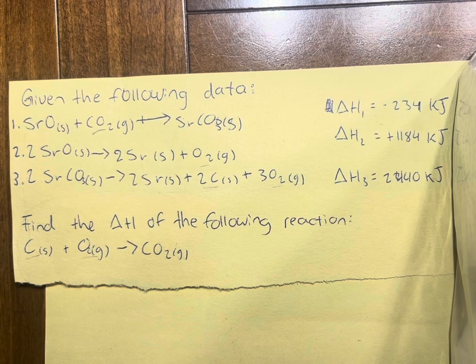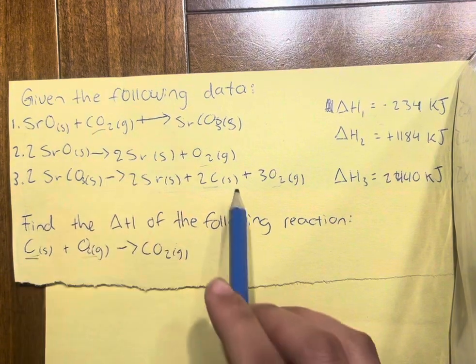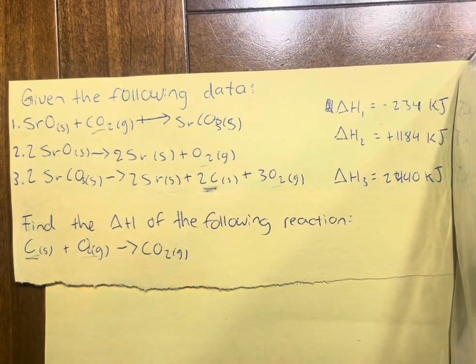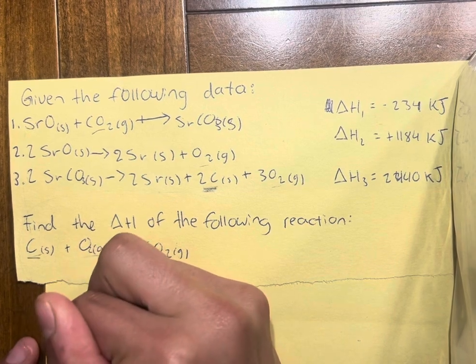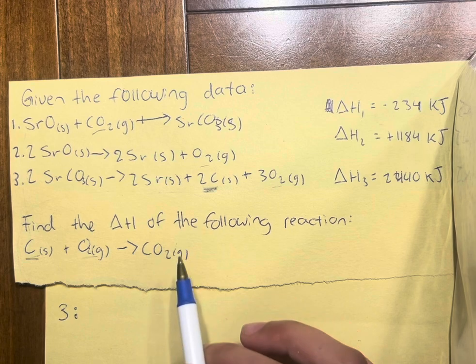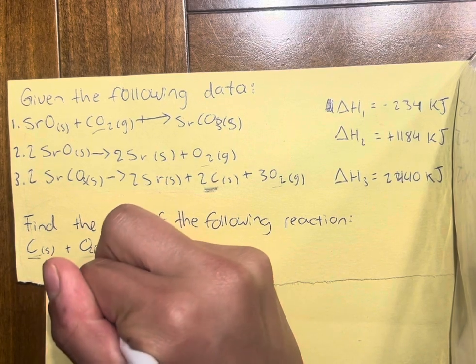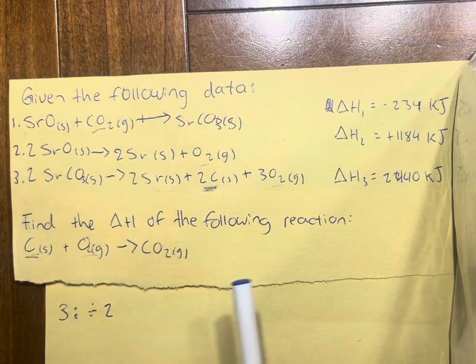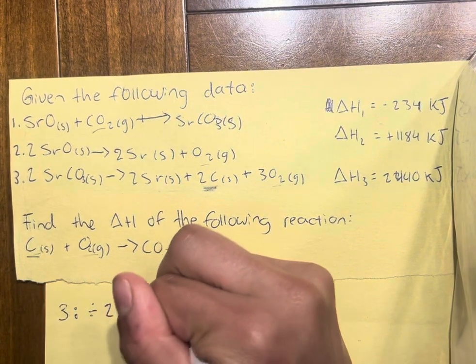So let's first look at our overall reaction and find it within these reactions. Let's start with carbon. Here we can see carbon, and it's right here. If we take this down, it's reaction 3, we see that we have 2 here and we have 1 here. So we're going to have to divide it by 2. And because this is on the product side and this is on the reactant side, we're also going to have to flip it. So I'm just going to write flip.